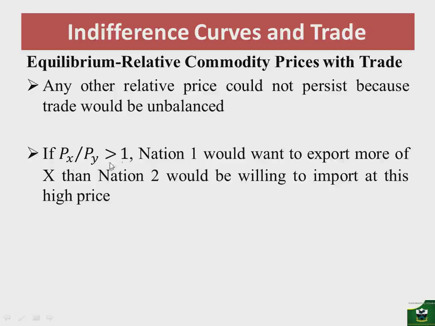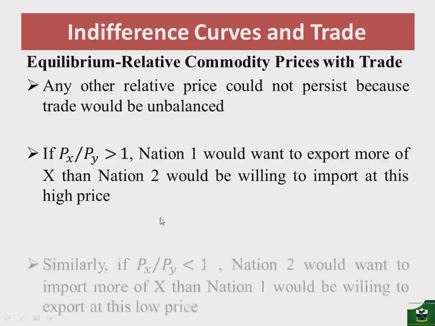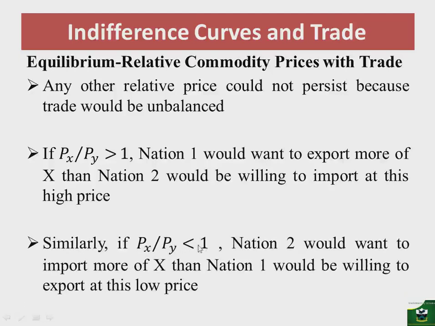So because nation 2 is okay to trade or to produce and exchange commodities all the way to the price of 1, anything above this price will mean that the commodities are more expensive for the nation to import, and as such, nation 1 would want to export more because a higher price will mean a higher profit for the nation. But a higher price for nation 2 will mean a loss for the nation if they buy that commodity. And we see also that if the price is less than 1, then nation 2 would want to import more of X because X is now cheaper, and as such, nation 1 would not be willing to export at this low price because nation 1 then will be making a loss.